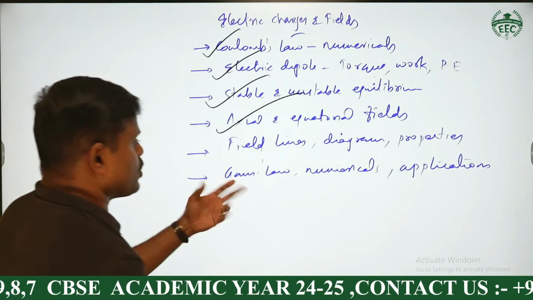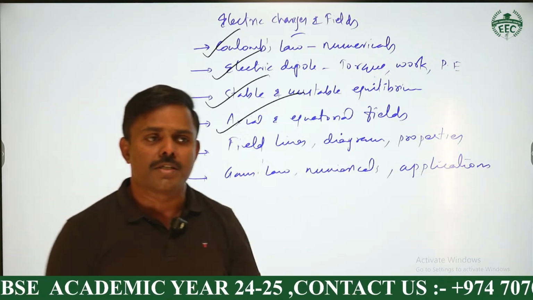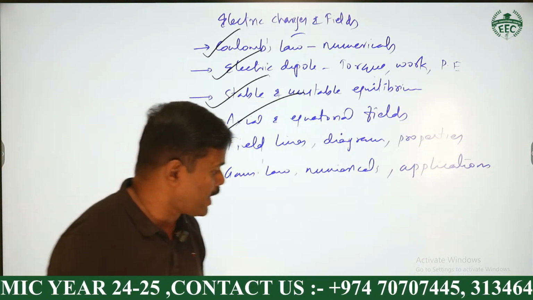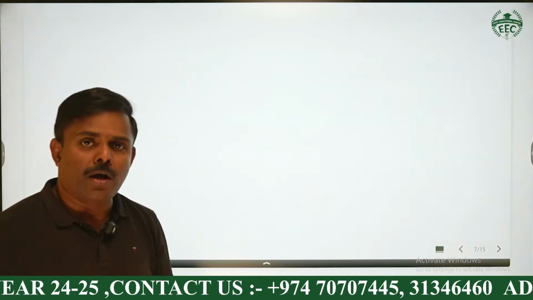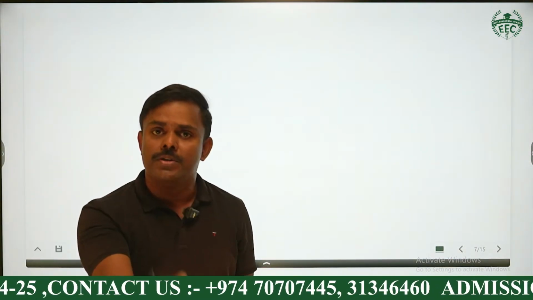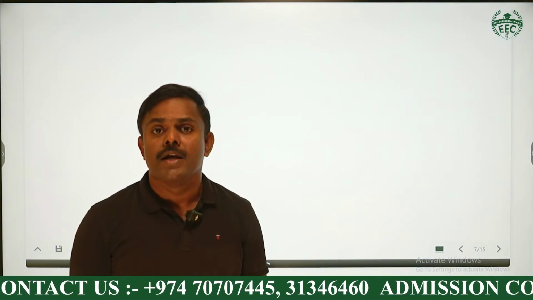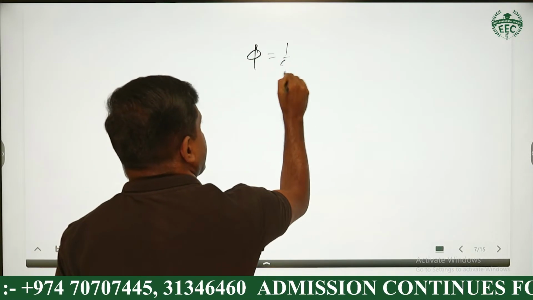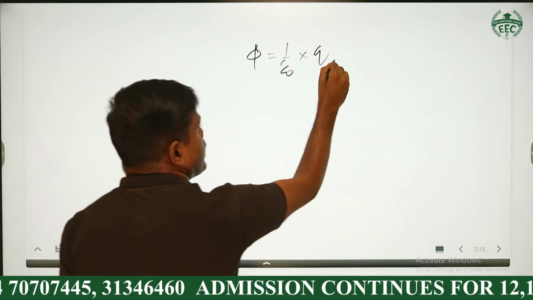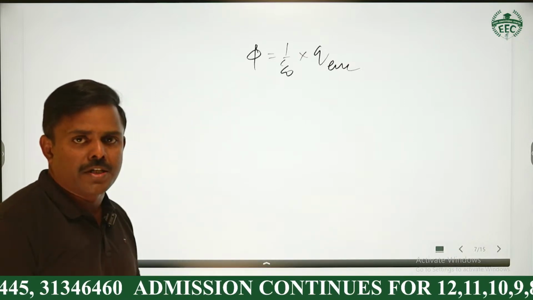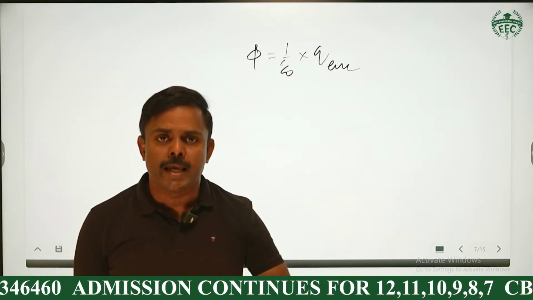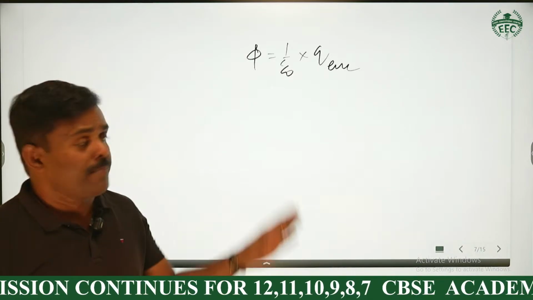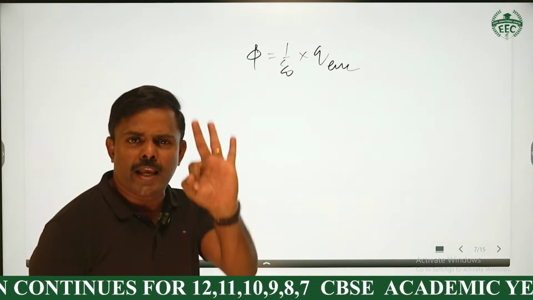The next point is Gauss's theorem. Gauss's theorem is so important. This year, I promise you, there will be a question from Gauss's theorem. Flux is given by 1 by epsilon 0 into Q enclosed. Flux coming out of a Gaussian surface is equal to 1 by epsilon 0 times the charge enclosed by the Gaussian surface. There are 3 applications.